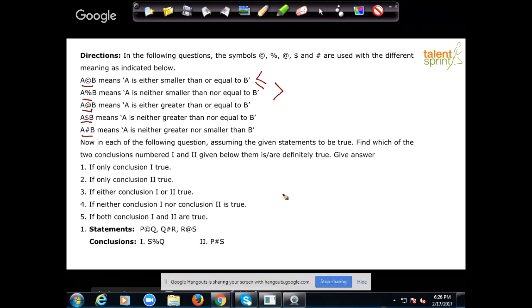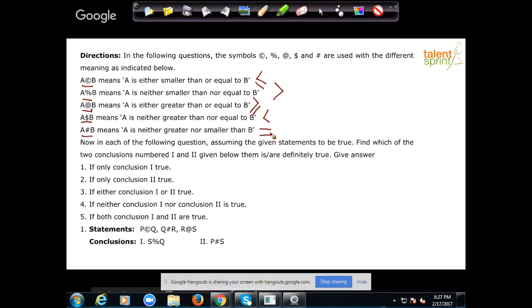Let's look at the at the rate. A is either greater or equal. It says that A is either greater or equal to B. So we know that the at the rate sign stands for greater than, equal to. The dollar sign. A is neither great nor equal to. Neither is it great nor is it equal to. Leaves us with the third possibility of smaller than. A hashtag B. Neither great nor small, leaves us with the third possibility of equal to.